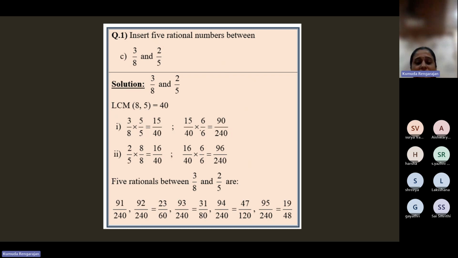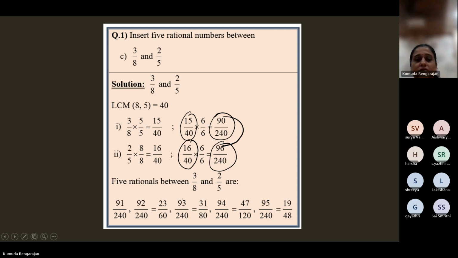So I've multiplied each of them by 6. Multiply the numerator and denominator by 6. So 15 by 40 becomes 90 by 240. This one becomes 96 by 240. Now you can see that the gap between the numerators has widened. We've increased the space between the numerators, 90 and 96. Now you have space. So 91 by 240, 92 by 240. After doing this, you should reduce it.